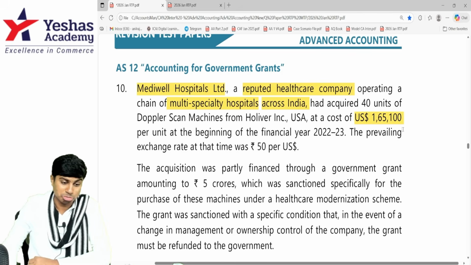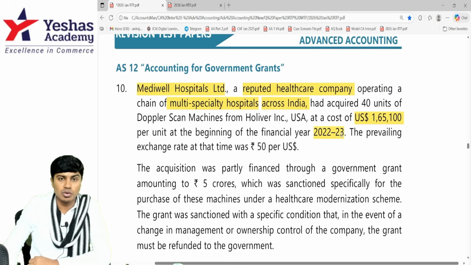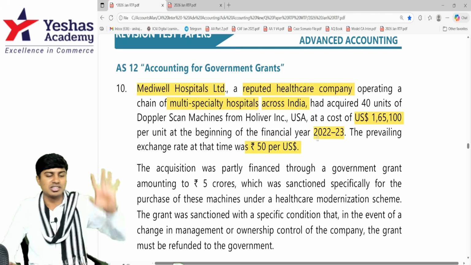They got this from the USA at a cost of $165,100 per machine. They bought it in 22-23, right out of COVID, at a prevailing exchange rate of 50 rupees per dollar.